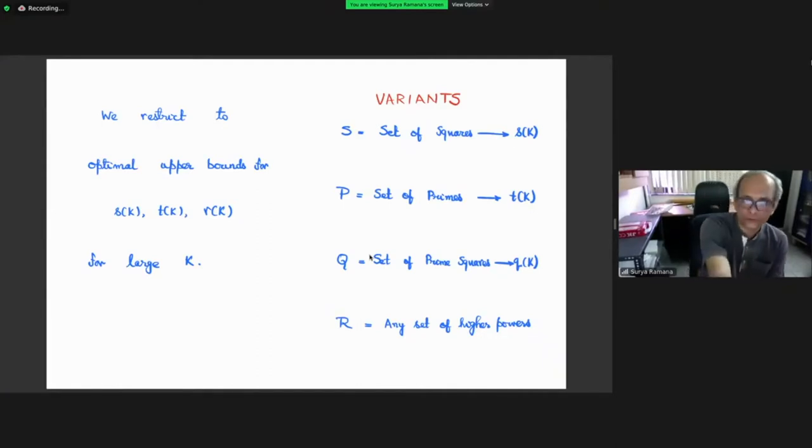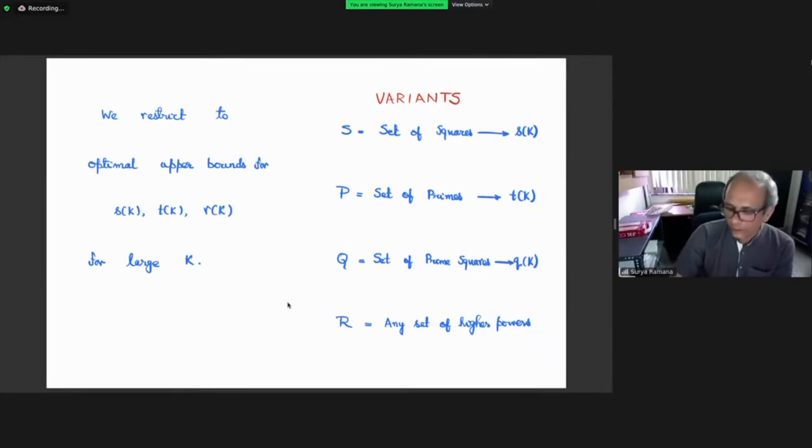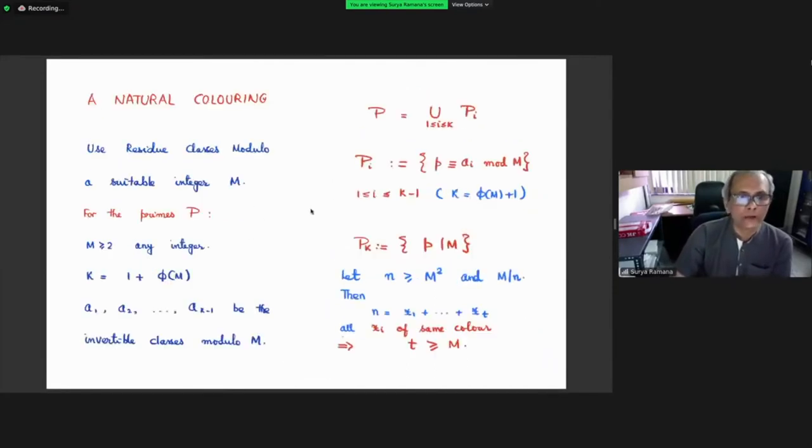Sarkozy posed it for the squares and for the primes, but we will also consider the prime squares, which, at least to us personally, Enkar asked us. It's a natural question, and it was independently considered by Guahua Chen. So these are the questions that we have. Now, let me speak of the most obvious coloring that one can consider.